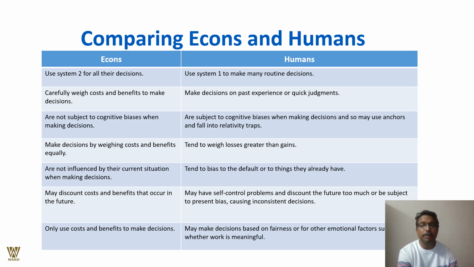Economists make decisions by weighing costs and benefits equally, but humans tend to weigh losses greater than gains. And economists are not influenced by their current situation when making decisions, but human beings tend to bias everything to a default or things that they already have. Economists may discount costs and benefits that occur in the future. Humans may have self-control problems, may discount the future too much or be subject to a present bias, causing inconsistent decisions. Economists only use costs and benefits to make decisions. Humans may make decisions based on fairness or other emotional factors, such as whether the work is meaningful or not.